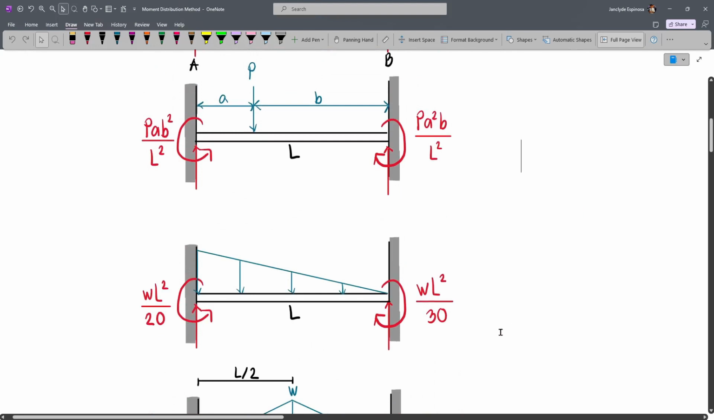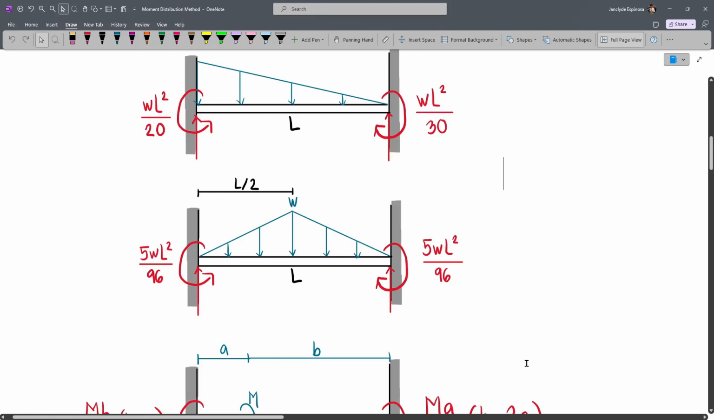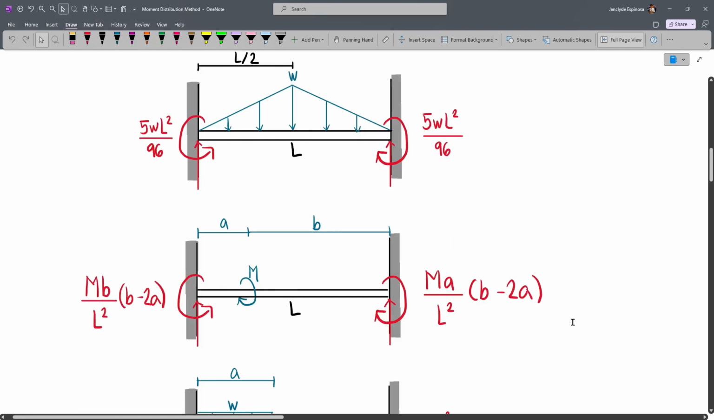And then if we have a triangular load patungo sa height, yung fixed end moment is WL squared over 20. And then dito sa 0 na point, yung fixed end moment natin is WL squared over 30. Now, diba, this makes sense naman kasi WL squared over 20 is larger than WL squared over 30 kasi mas malaki yung load dito compared dito. And then if you have a triangular load na symmetrical, then ito yung fixed end moment natin, 5WL squared over 96. And then kung meron naman tayong applied moment at any point, let's say at a distance A from the left fixed support, ito yung fixed end moment natin, MB over L squared times (B minus 2A). And then dito naman, that will be MA over L squared times (B minus 2A).